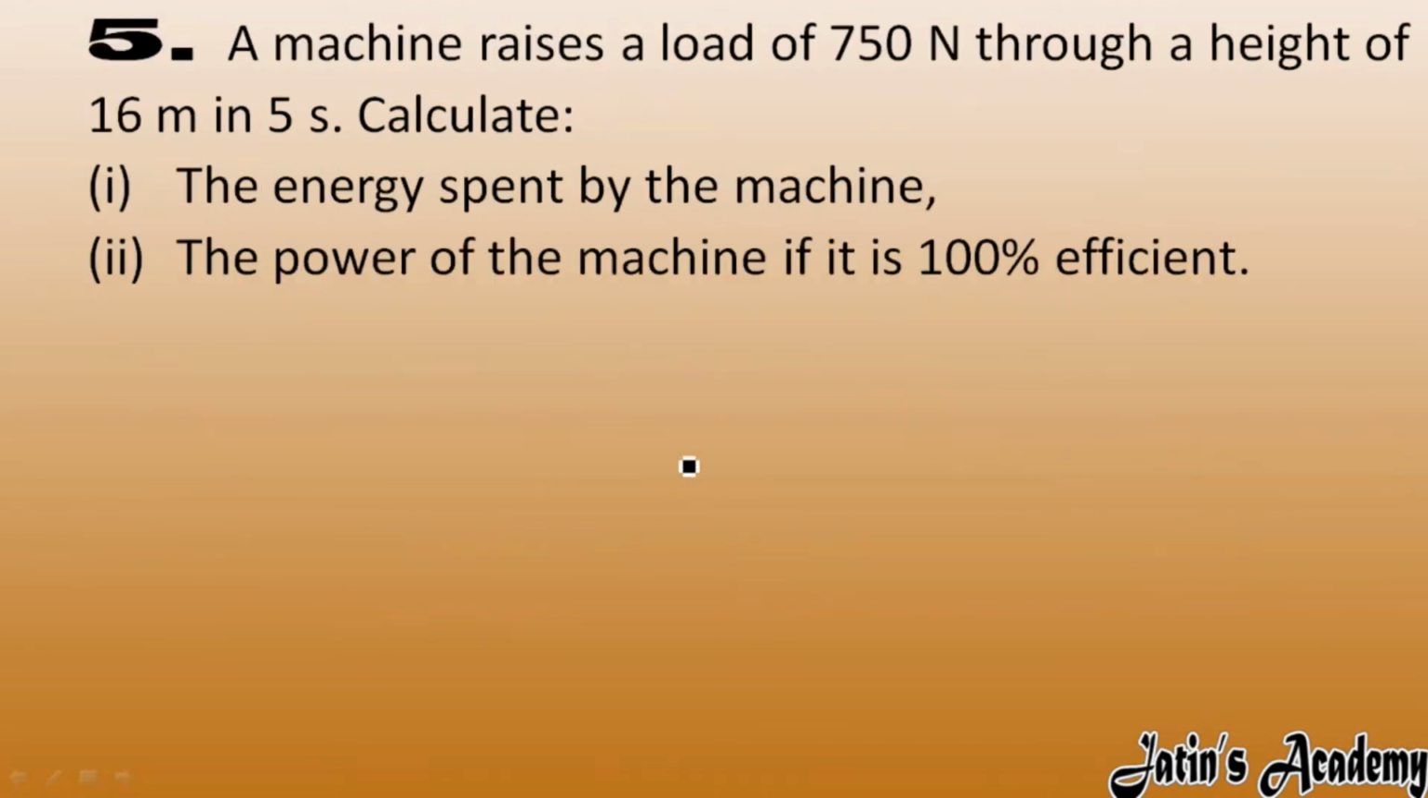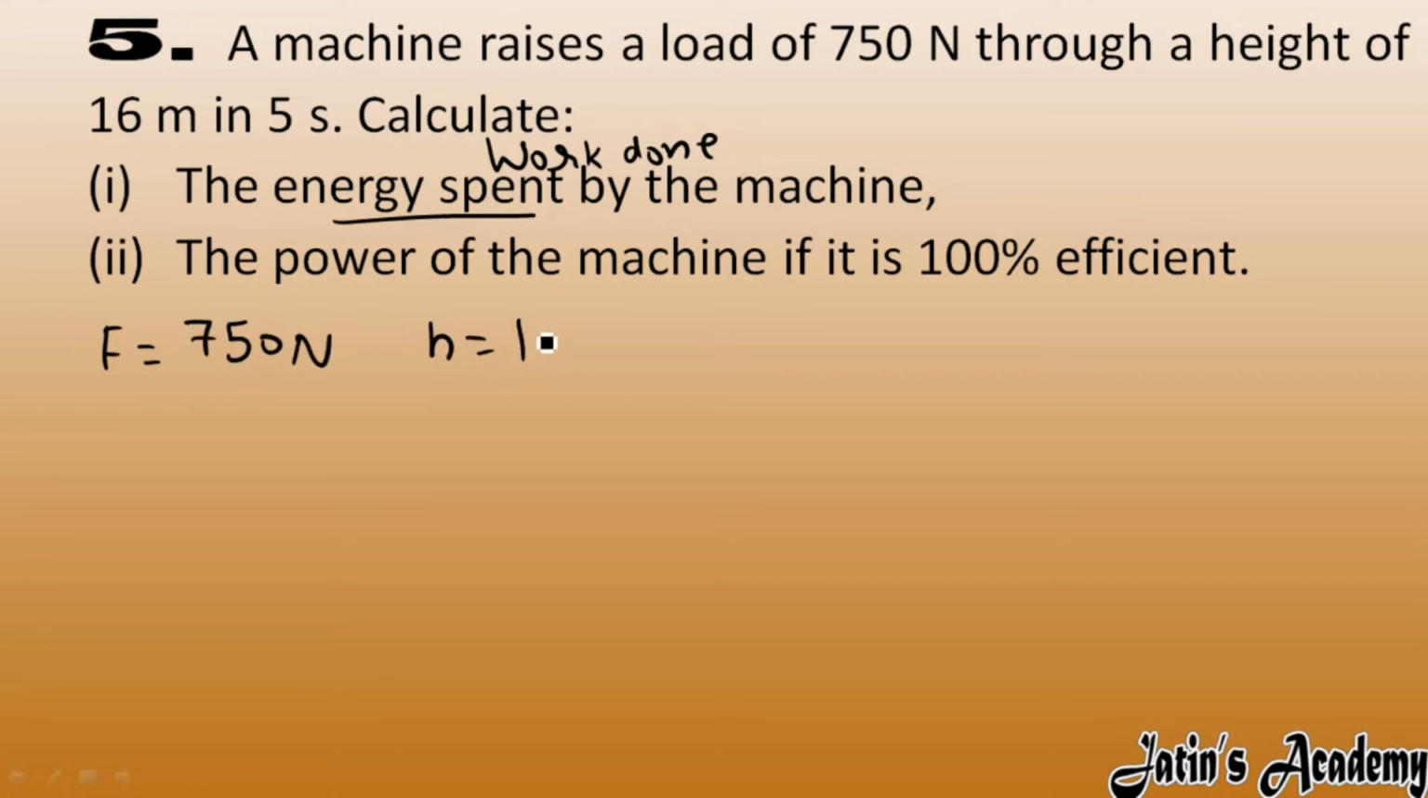Next question we have: a machine raises a load of 750 Newton through a height of 16 meter in 5 seconds. We have to calculate the energy spent. Energy means work done. Energy spent means we have to calculate work done, and power of the machine if its efficiency is 100%. A machine raises a load means force value is given as 750 Newton and height or displacement is given as 16 meter and time is given as 5 seconds.